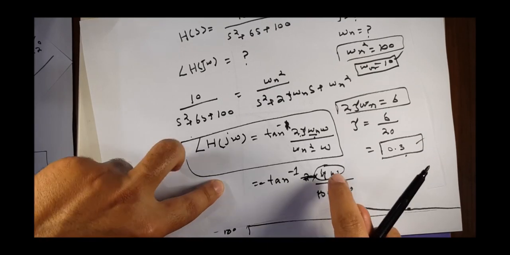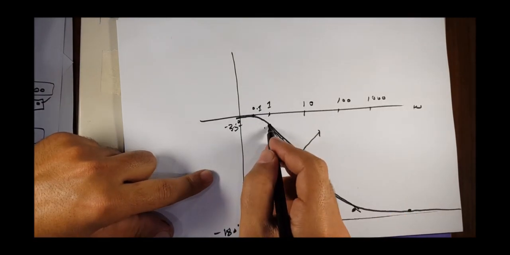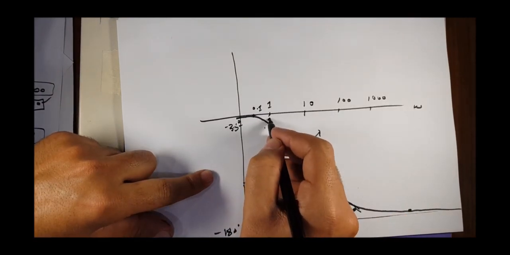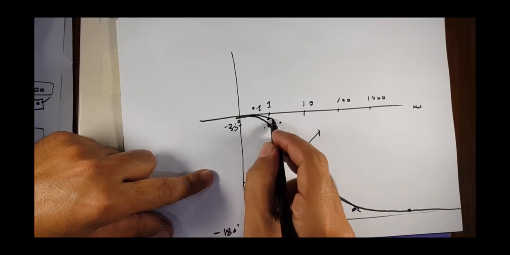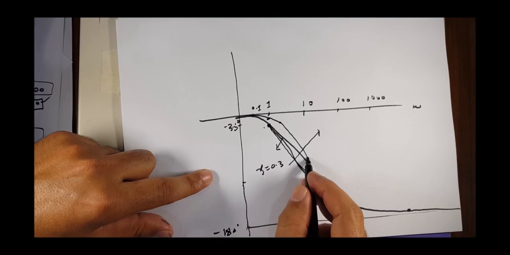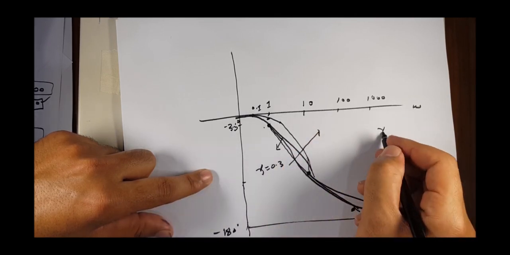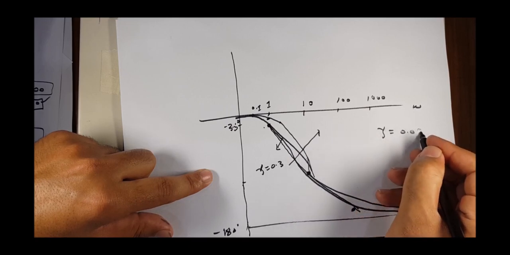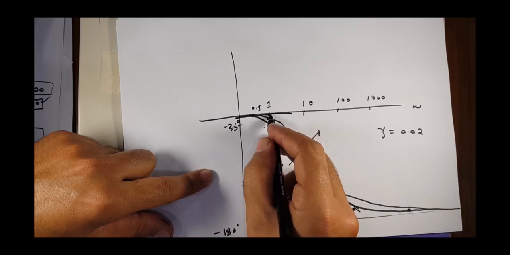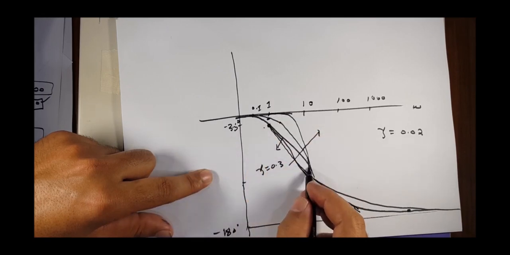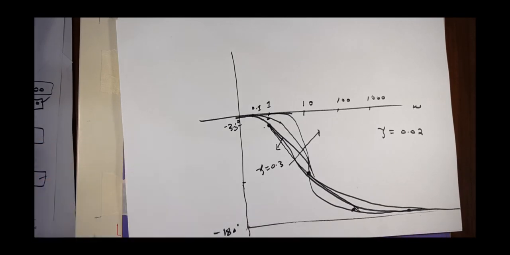If you are reducing this numerator, this plot will go up, because now this angle will reach here, and the next angle will go here, and you will connect this point here. This will eventually pass through minus 90 degrees. If you reduce zeta further, say to 0.02, these points will go more up, and this will again touch minus 90 degrees and then pass through here.